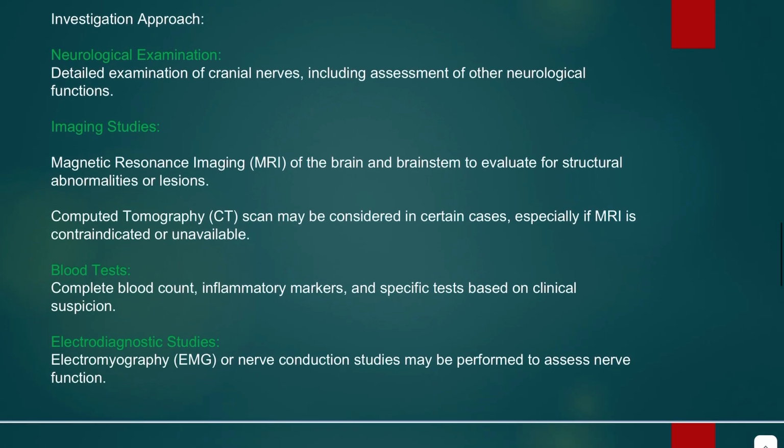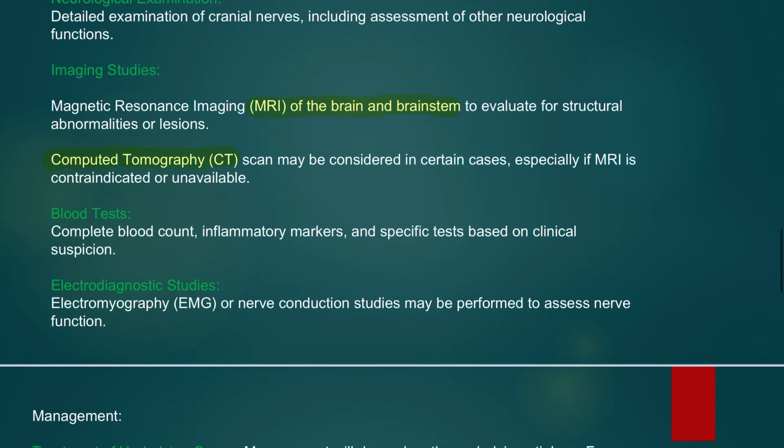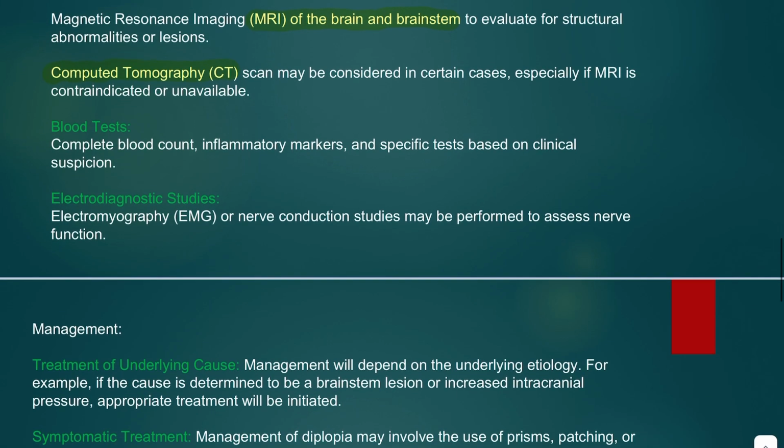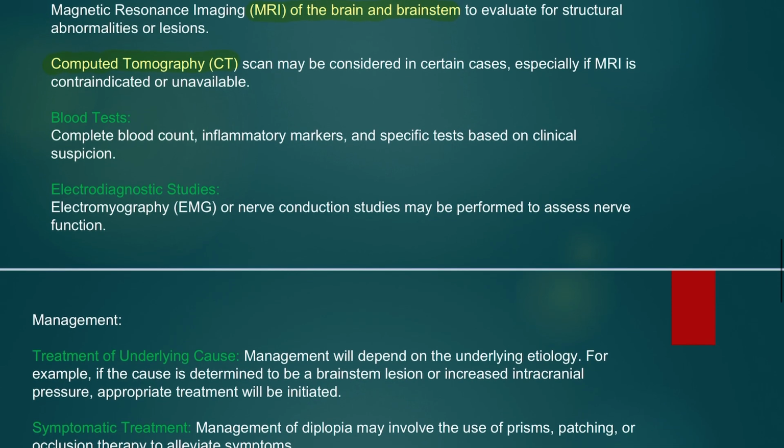How about your investigation approach? Obviously, you're going to do the neurological examination, so we need to do a detailed examination of the cranial nerves, including assessment of other neurological functions. Imaging studies: MRI of the brain and brainstem. We want to evaluate for any structural abnormalities or lesions. We will be interested in doing a CT scan as well, if MRI is contraindicated. We want to do some blood tests as well, like complete blood count, inflammatory markers, and specific tests based on clinical suspicion. And EMG or nerve conduction studies may be performed to assess nerve function.